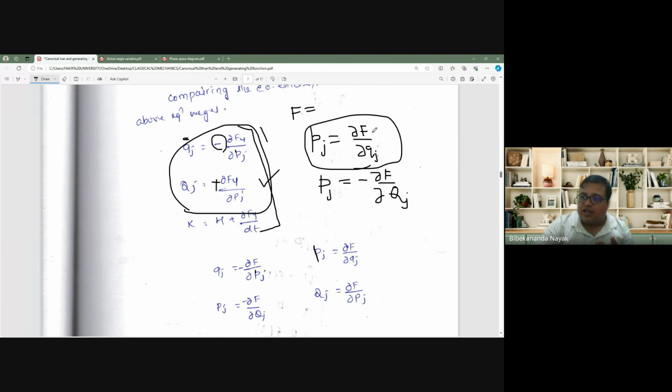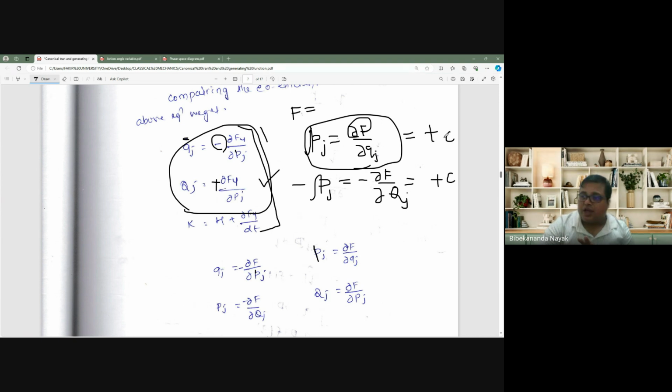Here del f is equal to pj into del qj. So what is f? F is the integration of pj dqj, which gives some value plus a constant. It's not complete yet. Again from this formula, f is equal to the integration of Pj dQj minus the integration of this, which gives another term plus c.